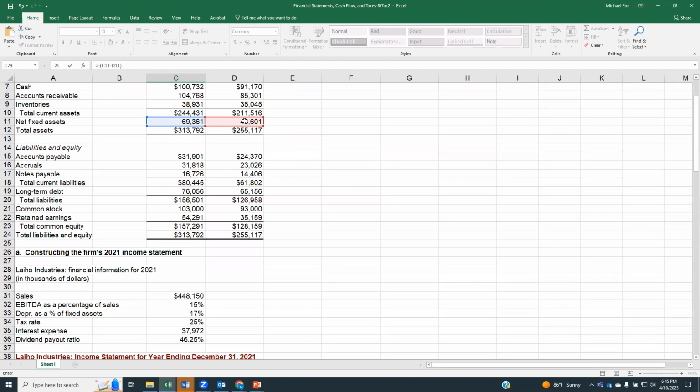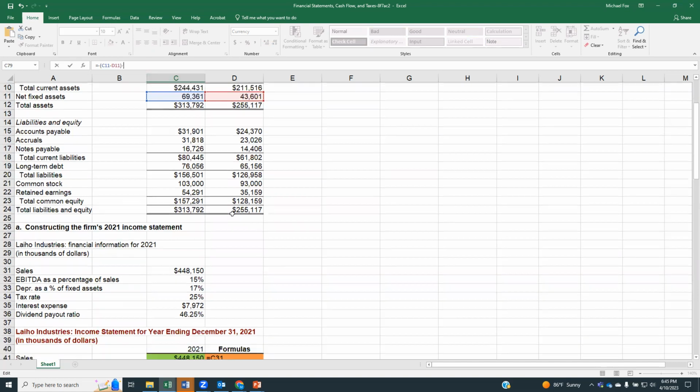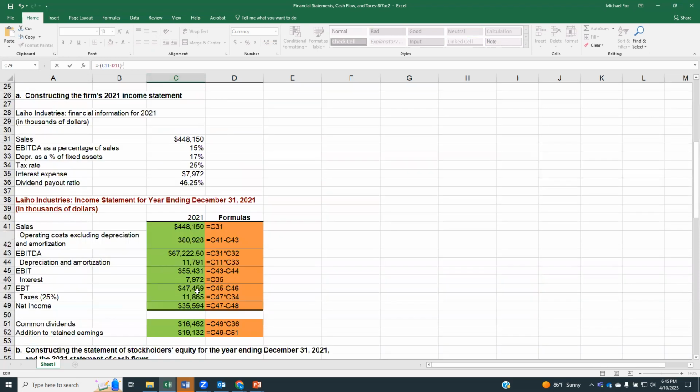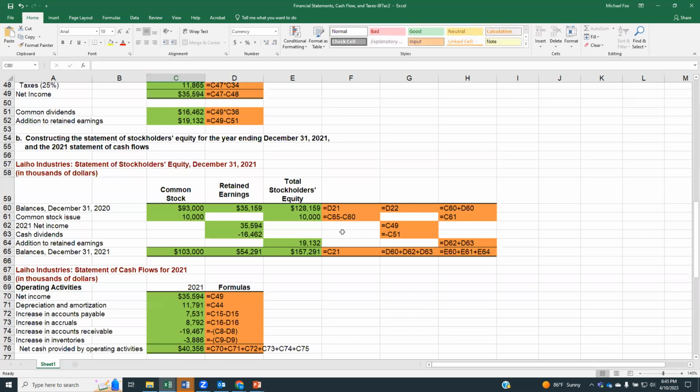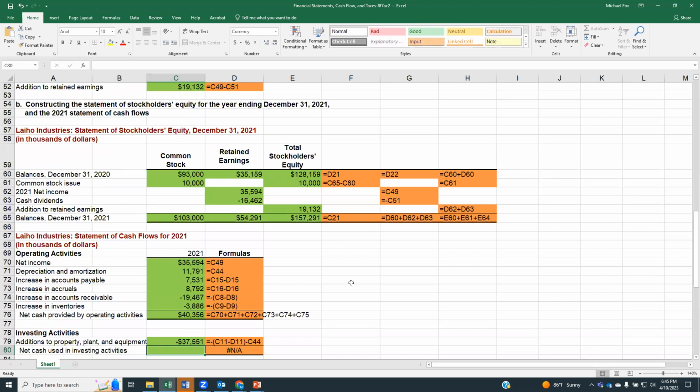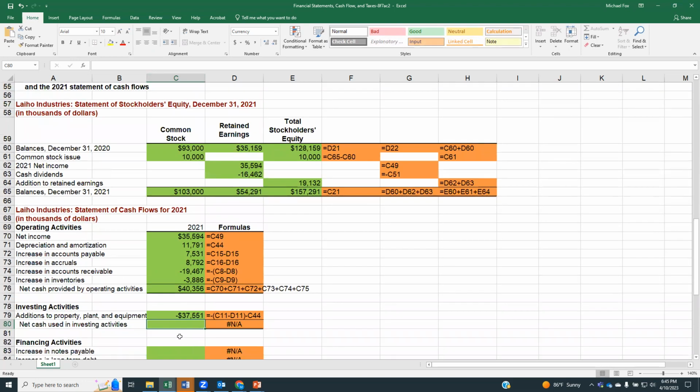And then minus our depreciation. So there's the amount of money we spent on investing activities. So the net cash used in investing is just going to be the exact same, because that was the only investing activity we had.